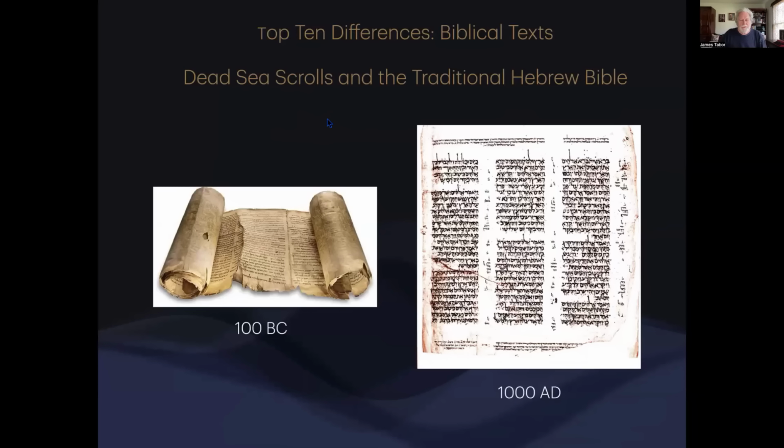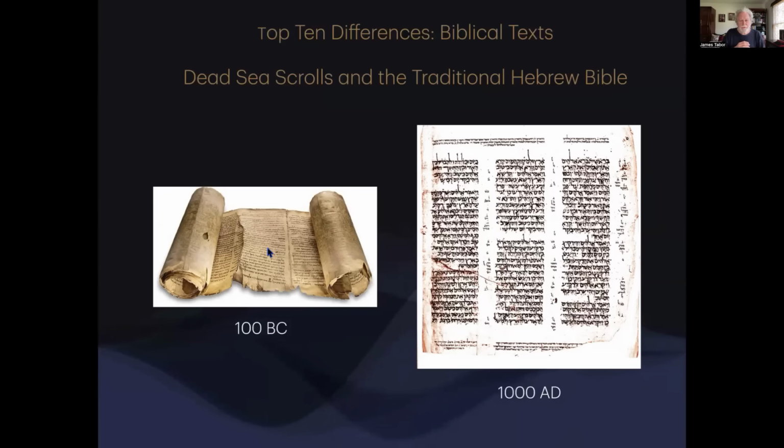Okay, so let's get started. Top 10 differences between biblical texts from the Dead Sea Scrolls and the traditional Hebrew Bible. Here is an image of the Isaiah scroll. That's one of the complete books contained in the Dead Sea Scroll Library. It was found in Cave 1 in 1947, and it has all 66 chapters of Isaiah, and many date it to 100 BC and maybe even slightly earlier.